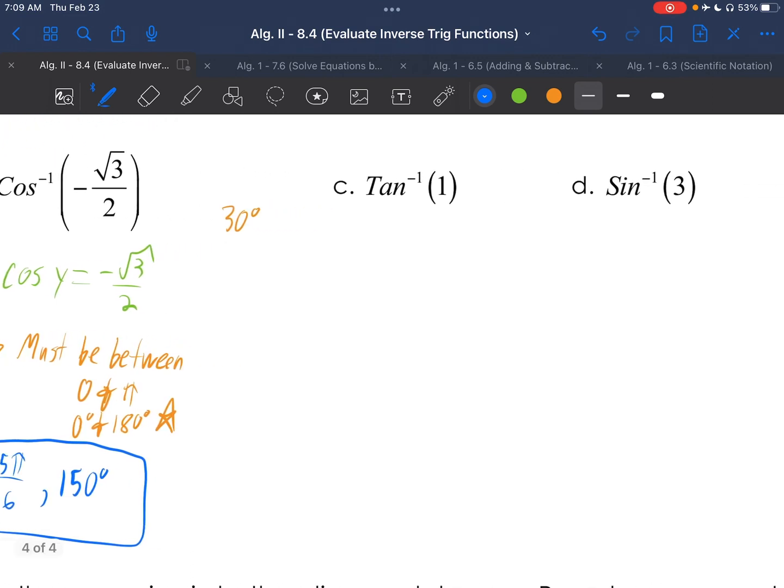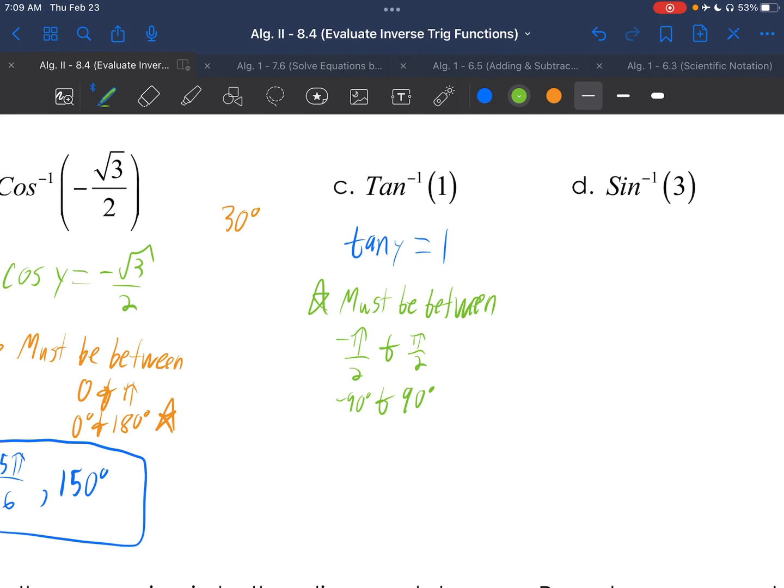Letter C, inverse tangent of 1. We're saying the tangent of some angle y, theta, whatever, is equal to 1. What's the angle going to be? And we must note that inverse tangent must be between, just like inverse sine, negative pi over 2 and pi over 2, aka negative 90 degrees and 90 degrees.